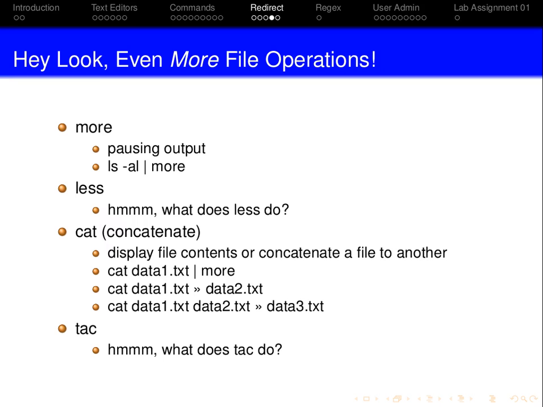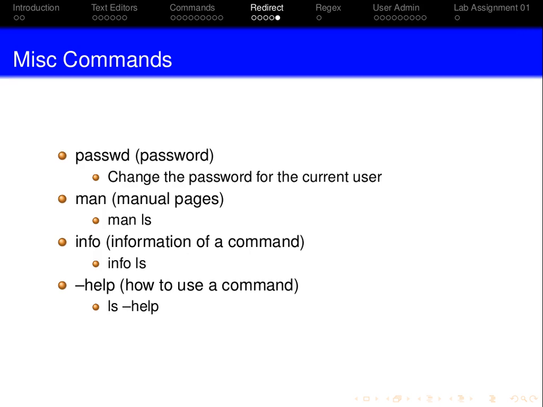All right, enough of cat. We got more, we got less, we got cat, which is short for concatenate, and we got tac. What's tac short for? To tacnate? I don't know. Anyways, password: if you want to change the password of a machine, you type in passwd, without the OR. Why did they drop the OR? I don't know, but they did.